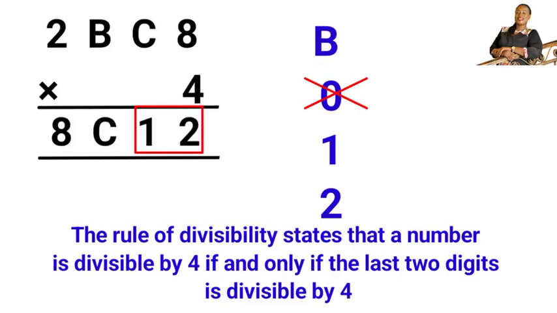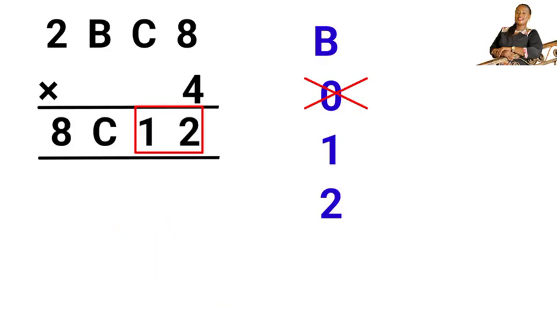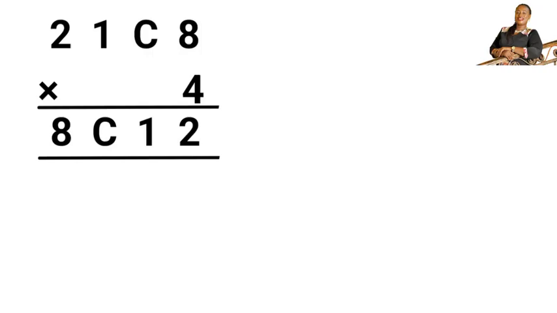Now, if we say our B is 1, we have 12 there. Is 12 divisible by 4? Yes, it is divisible. Let's check the last one, 22. Is 22 divisible by 4? No, it is not divisible. So our answer here is 1. Finally, we have to find the value of C.